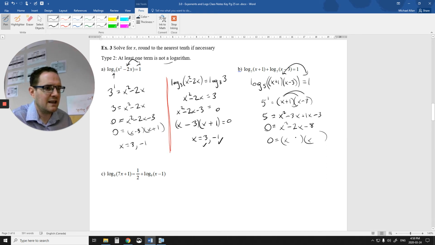So what multiplies to 8? So 4 and 2. That's got to be negative. This is going to be positive. Okay, so x has to be 4 and negative 2. Then we go back here and double check.